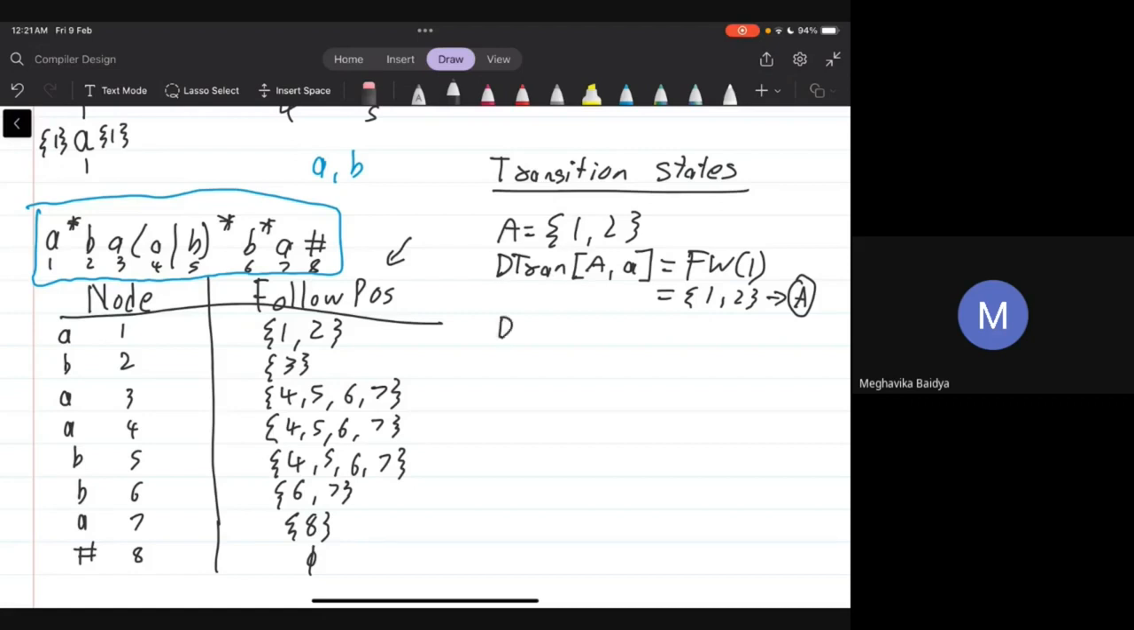Now you do Dtran of A comma small b, because that's your second input. Now you go back to the followpos table and you see again: A is 1 comma 2, and in that you have to match with B. What is matching with B? That's 2. So this will be followpos of 2.